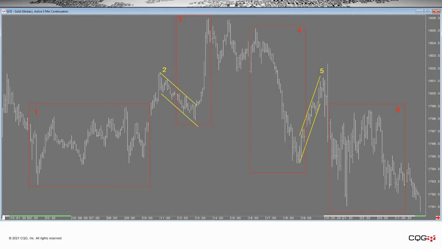Let's look at a 5-minute chart of gold. Area number 1 shows a period of sideways activity, followed by a small downtrend in area number 2. Areas 3 and 4 show characteristics of exponential trends, followed by area 5, another linear trend, finishing with another area of sideways price action in number 6.